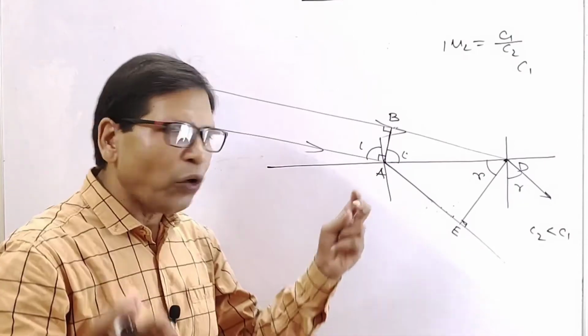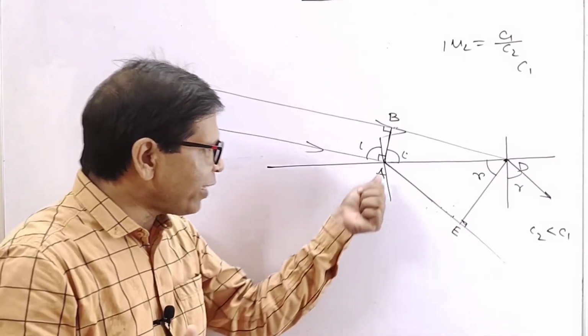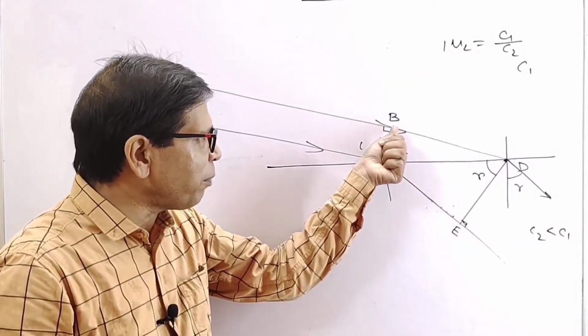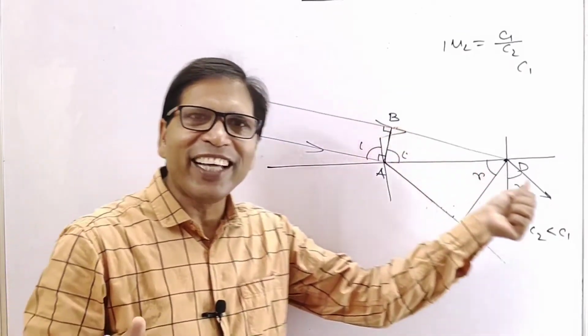Understood? So a wavelet takes the same time to reach from A to E as the time taken by the wavelet at B to reach D.